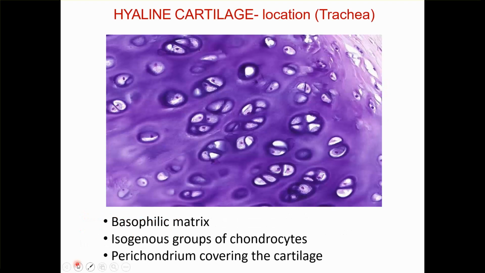Now coming to cartilage. If you see this blue color matrix, then you have to understand it is hyaline cartilage. If you go to the periphery, here, this is the perichondrium. These are chondrocytes which are arranged in isogenous groups, so they are arranged in groups. The matrix is basophilic, like blue in color, remember, basophilic matrix. Location is trachea.